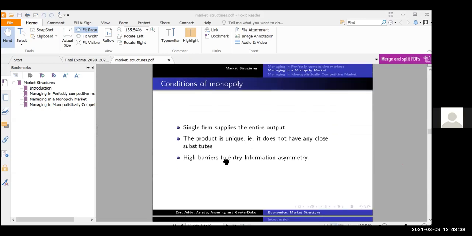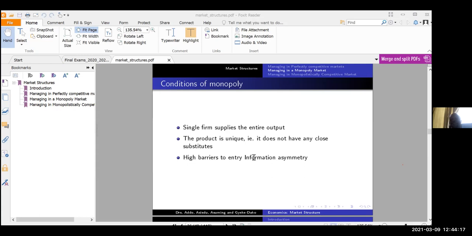Please, can we classify the school of law, that's Makula, as a monopoly? Okay, I am teaching you the characteristics. Disclaimer: I don't know the school of law. If it's the only law school and that is the only way you can become a lawyer, then it's the only firm. If it supplies the entire output, the whole country, the product is unique. It does not have any close substitutes. There are high barriers to entry. Yes, I know Francis will say yes, high barriers to entry.